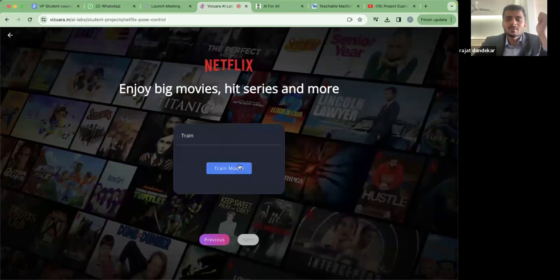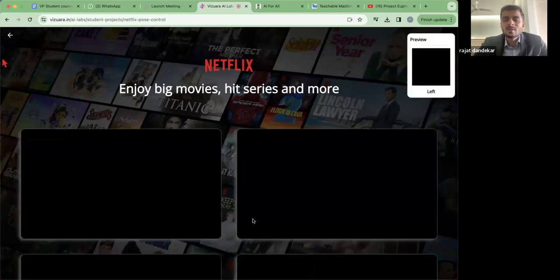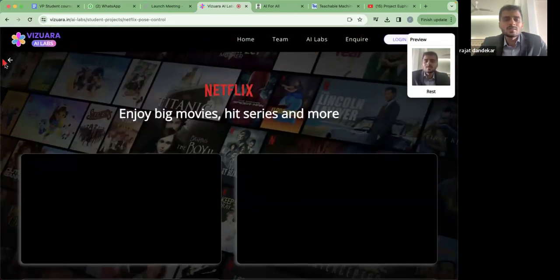So if I go to next, I click on train model. The model gets trained. Then I again go to the next step. Now here, I want you to focus on two things mainly. One thing is the screen on the right, which has my face in it. Currently, it says rest, which is correct. The second thing I want you to focus on is this red cursor.